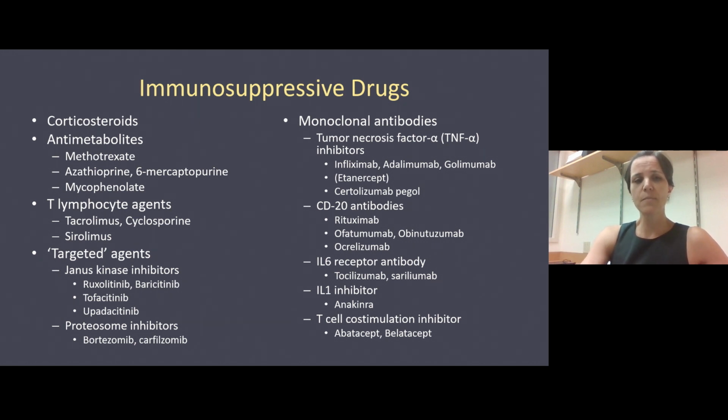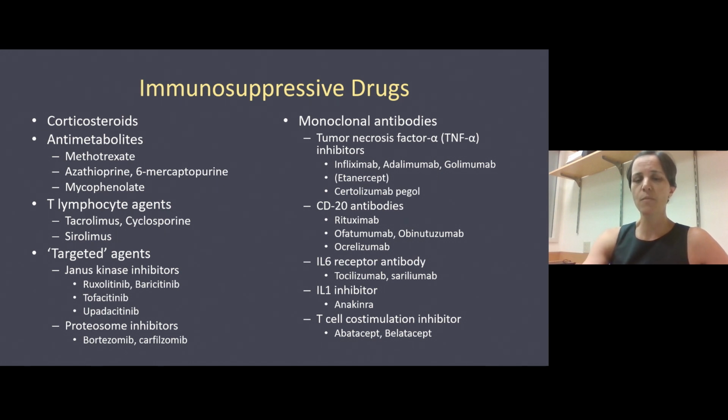And then the bottom half of the left column are much newer agents. So these are targeted agents. These are small molecules. They're not monoclonal antibodies, but they're biologically active. They interfere with biological pathways important for immune system function. So there's Janus kinase inhibitors, which includes tofacitinib, which is a very popular drug right now. There's proteasome inhibitors, which we use often for multiple myeloma.